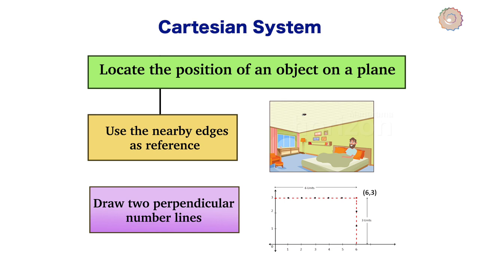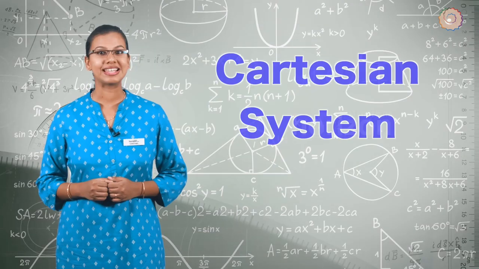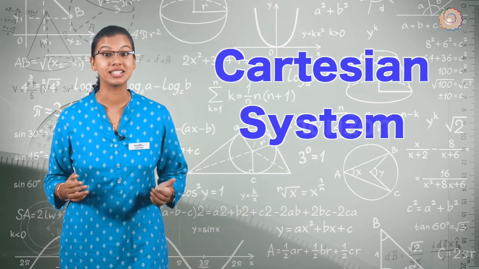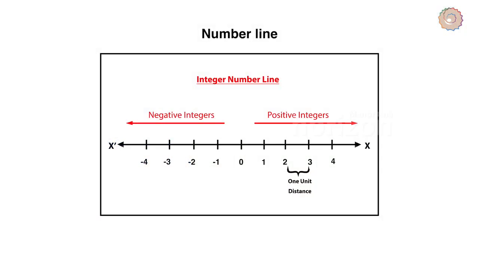Cartesian system is to locate the position of an object on a plane uniquely. It is named after René Descartes, who brought out this idea introducing coordinate geometry. So let's see in detail what Cartesian system is. This is a number line containing integers with unit distance, or we can say equal distance between them.